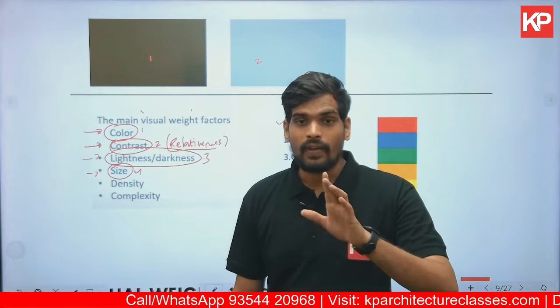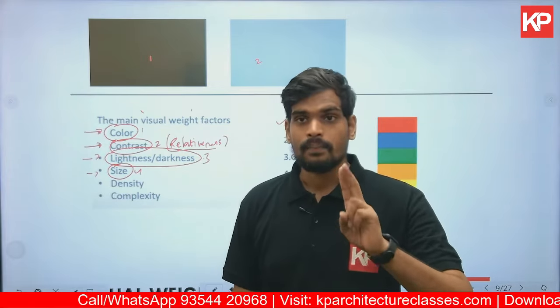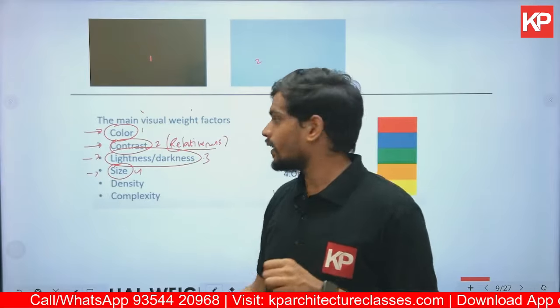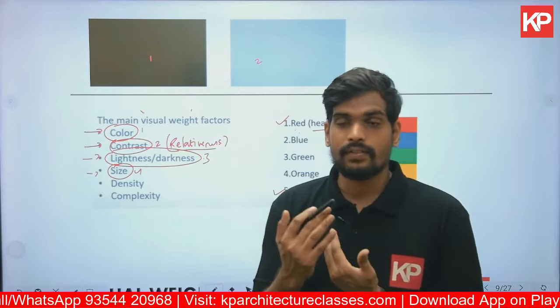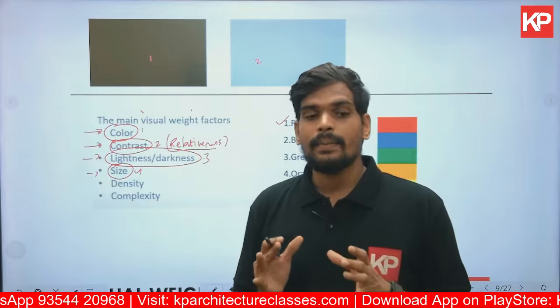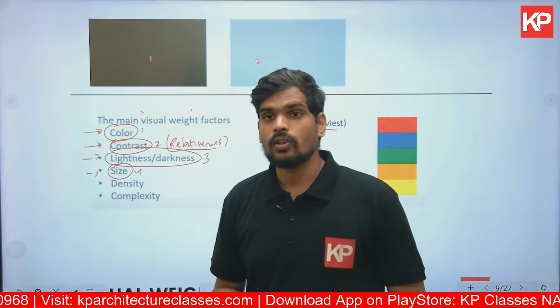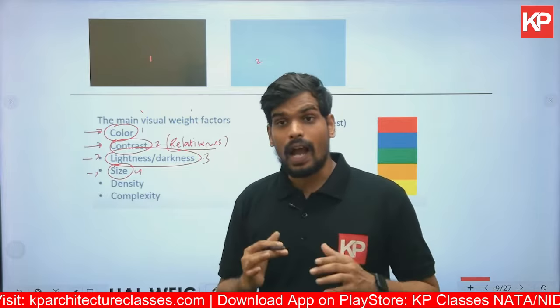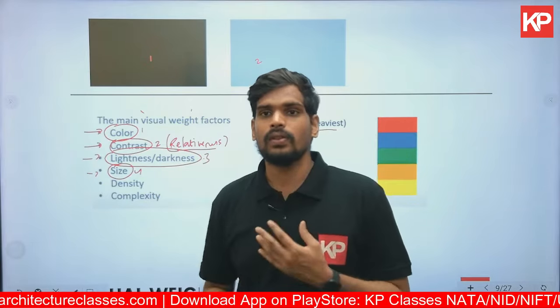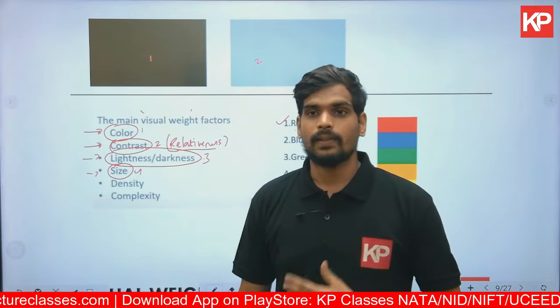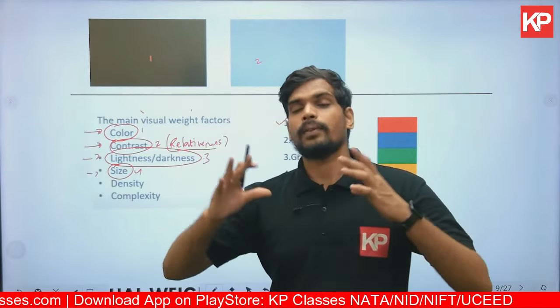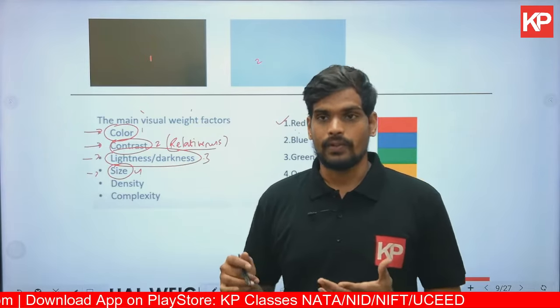So the first factor affecting visual weight is color. Second factor is contrast, how an element is relative to its background, that is relativeness. Third important factor is lightness or darkness, how dark or light something is compared to the background. And the fourth important factor affecting the visual weight is the size. If something is larger in size, it will have more visual weight.